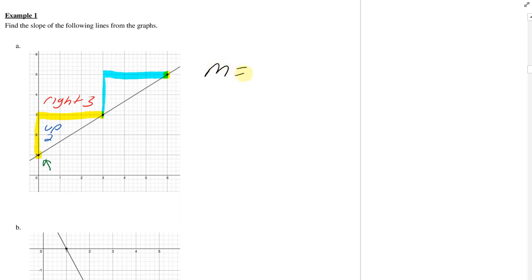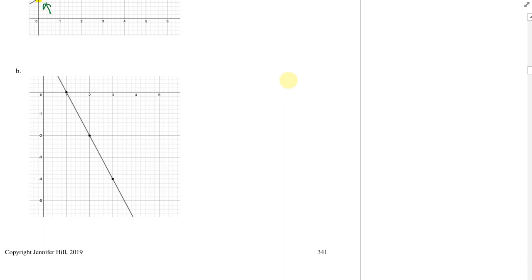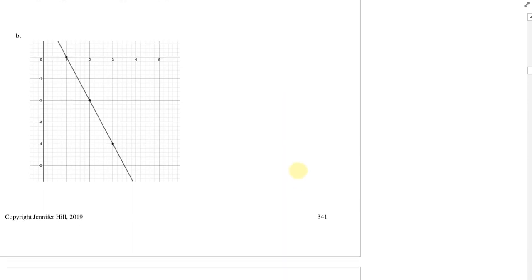You're going to use an M to indicate the slope, and it's always this idea of your rise over your run. Up is positive, so this is up 2, so that's positive 2, and then you made a right turn to go 3, so it's 2 over 3. Okay, let's do this again now with B.